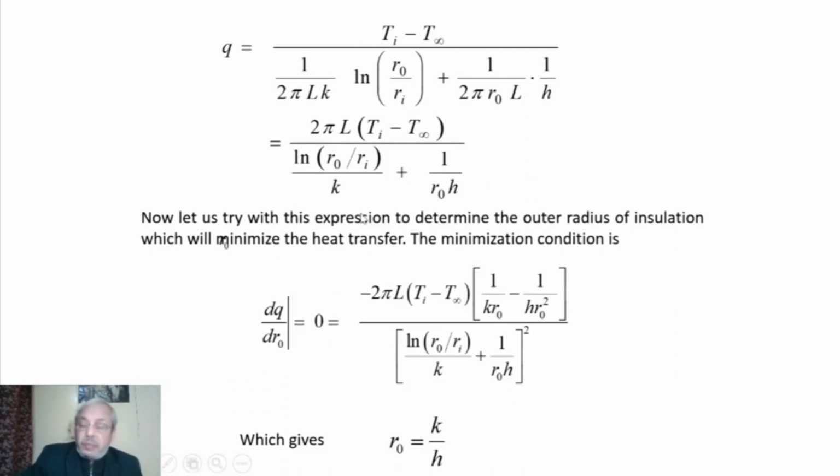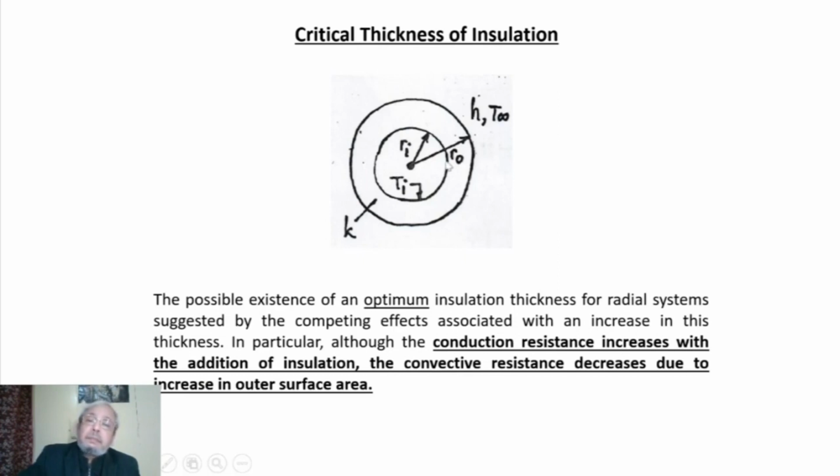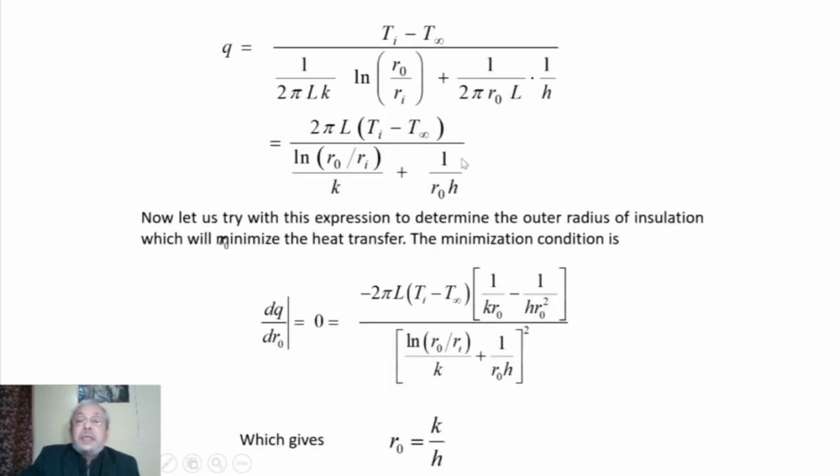So if we try to find out the heat transfer rate, in this case this will be Ti minus T infinity divided by 1 by 2 pi L k ln R0 by R1, which is the conductive resistance of this cylindrical shell, plus the convective resistance, 1 by A into h, so 1 by 2 pi R0 L into 1 by h.